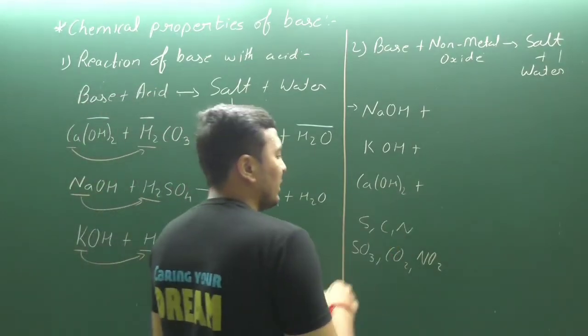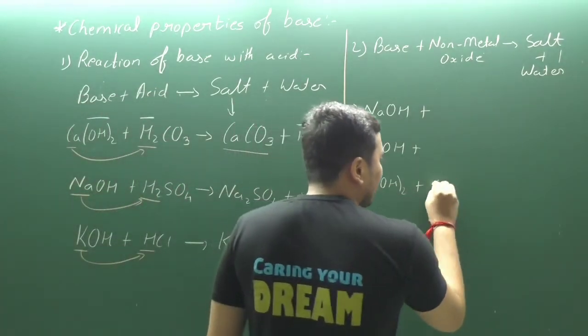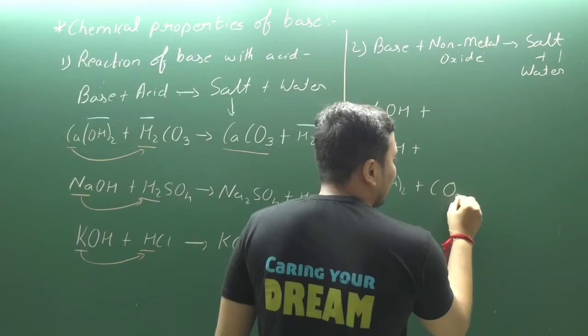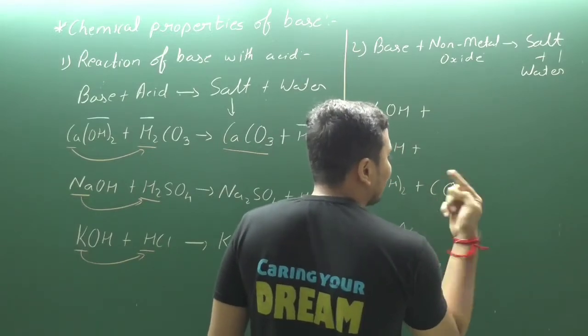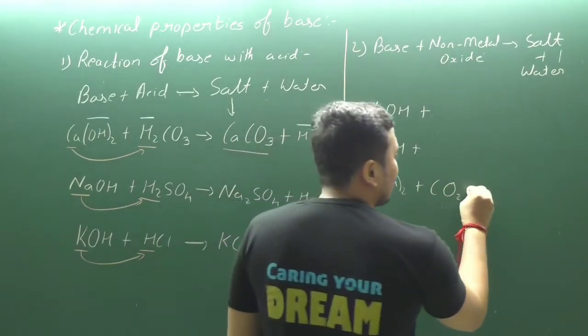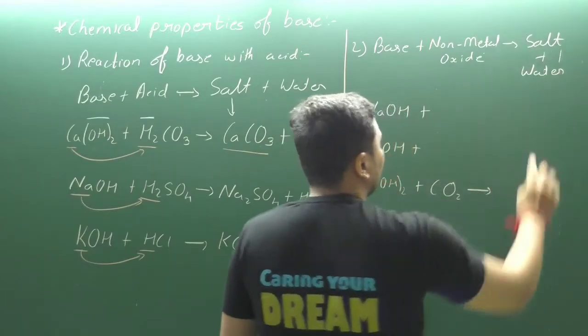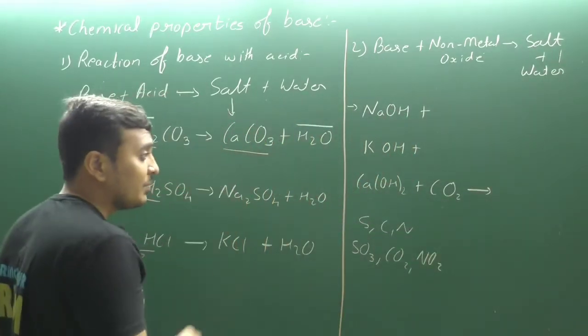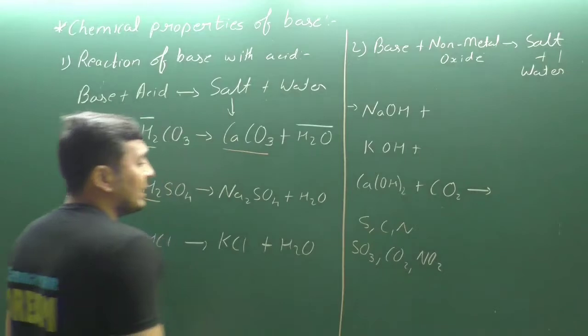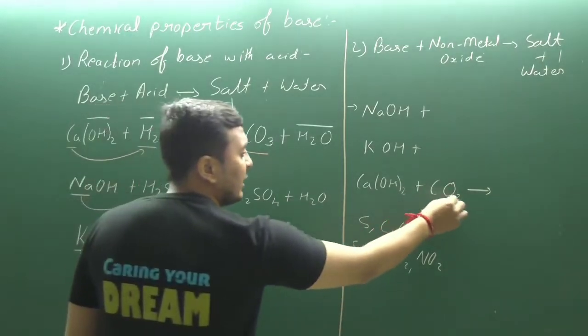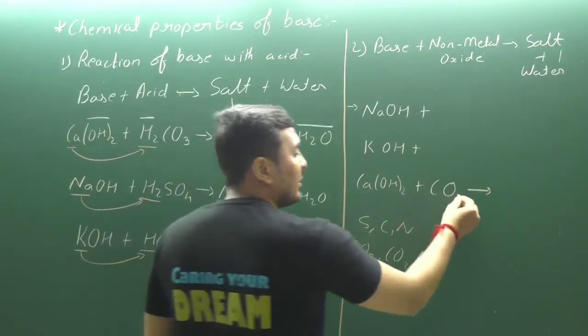So let us start from here. Suppose calcium hydroxide reacts with carbon dioxide. Carbon is a non-metal, oxygen is oxide, so that is a non-metal oxide. So when base reacts with non-metal oxides, it forms salt and water. How? Let us see here. Salt and water. See, when calcium reacts with C and O, which type of ion do carbon and oxygen form?